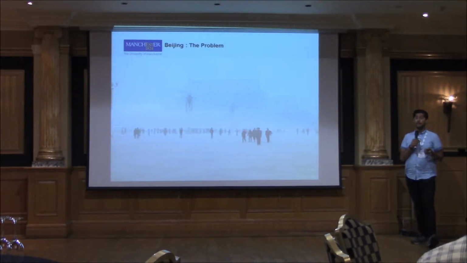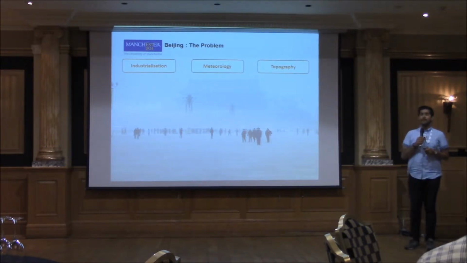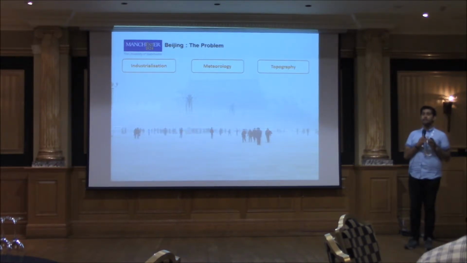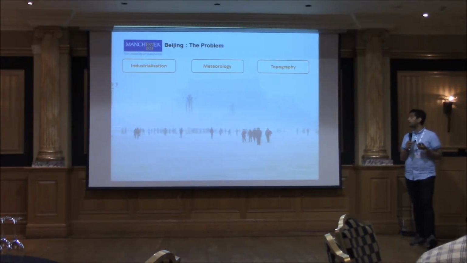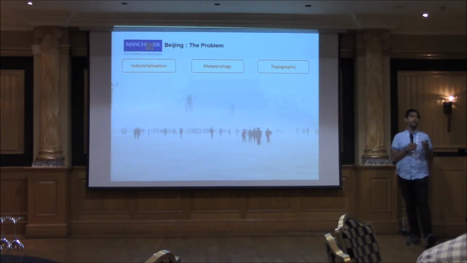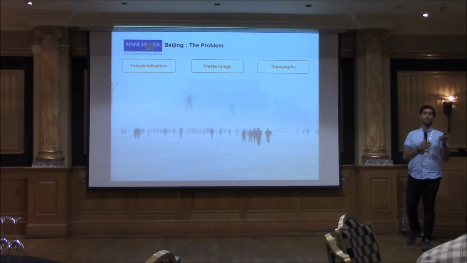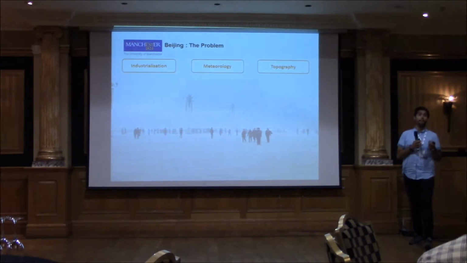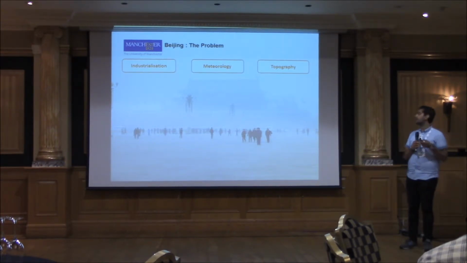So the problem in Beijing. At a very basic level, the problem is rapid industrialization, and in terms of the meteorology, that controls a lot of the pollution in Beijing, especially in the winter time where there's very low wind speeds and conditions can get very stagnant. And then in terms of the topography, there is a lot of industry to the south and there are mountains to the north. So like air masses, very polluted air masses, can get trapped in Beijing.